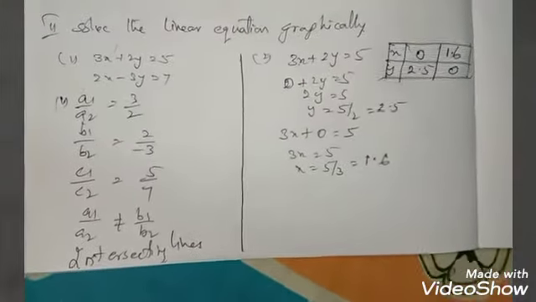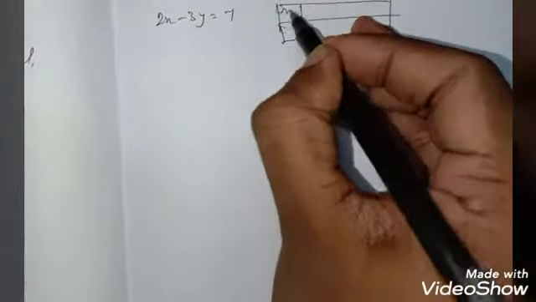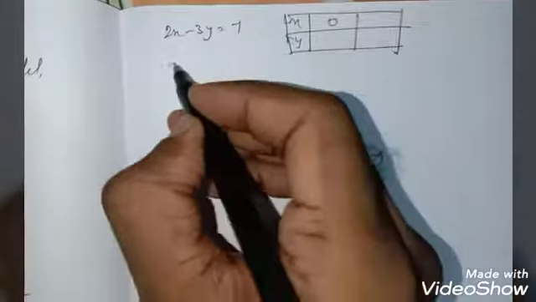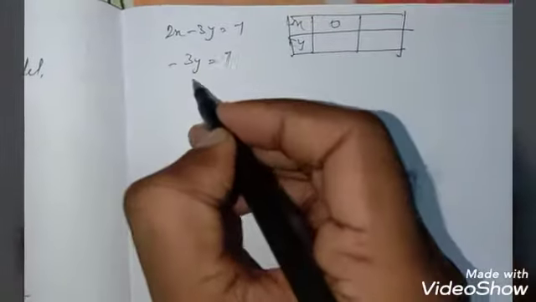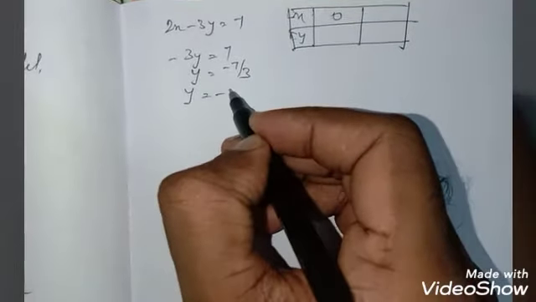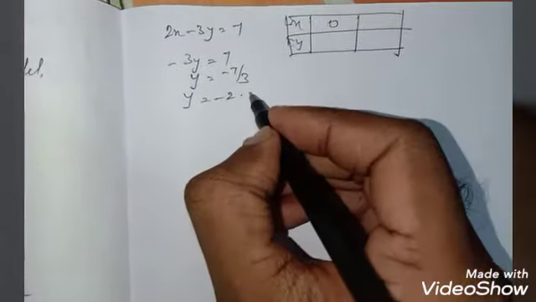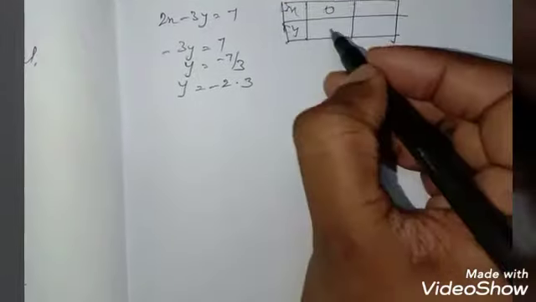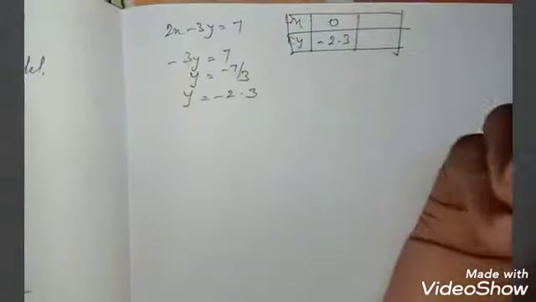After that, second point. Now what is the second equation here? That is 2x minus 3y is equal to 7. For this also you solve with the same method, substituting the values of x and y as 0. If I substitute x is equal to 0, this complete x value is 0, that is minus 3y is equal to 7, y equal to minus 7 by 3. So y is equal to 3 twos are 6, 1 balance means 3 threes are 9, that is minus 2.3 approximately.